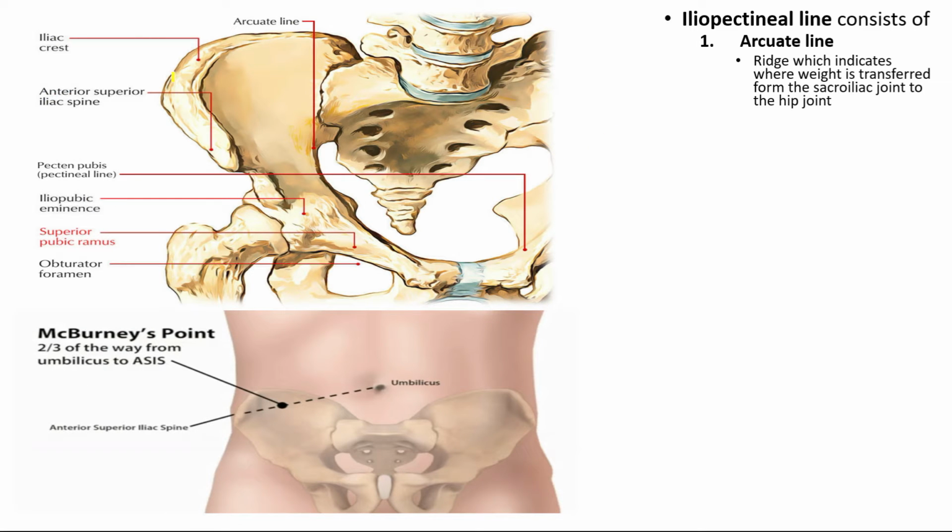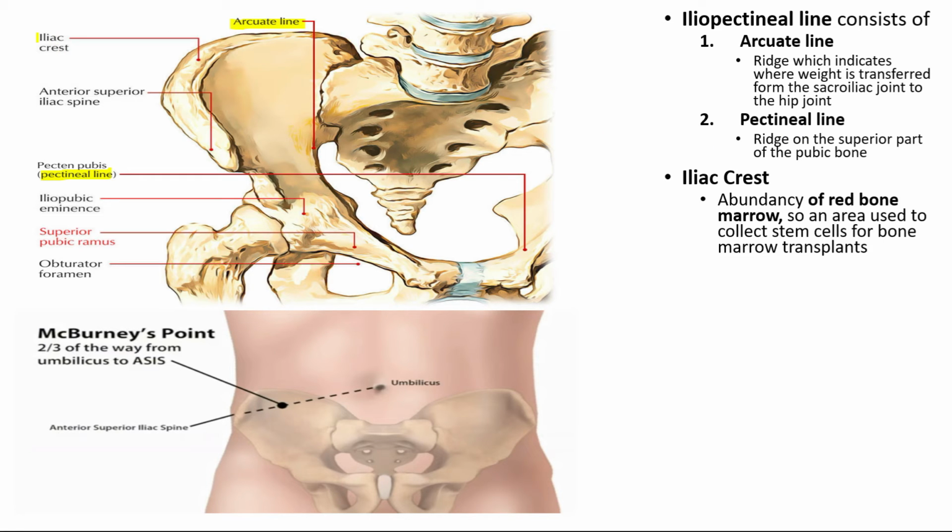So next, let's talk about the iliopectineal line. So this consists of the arcuate line, which is the ridge that transfers weight from the sacroiliac joint to the hip joint. So what connects the sacrum to the ilium and the hip joint, so the connection between the femur and the pelvic bone. The next is the pectineal line. And the pectineal line is going to be a ridge on the superior part of the pubic bone.